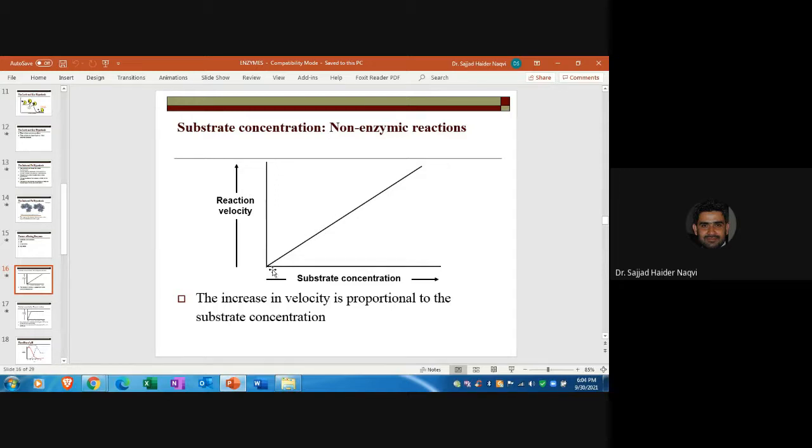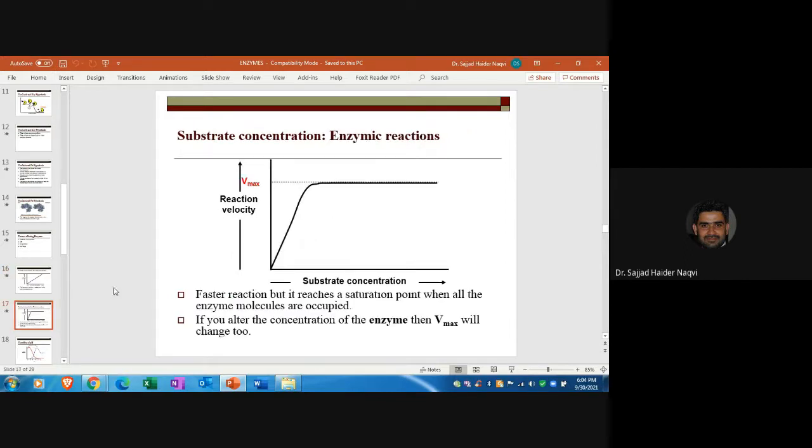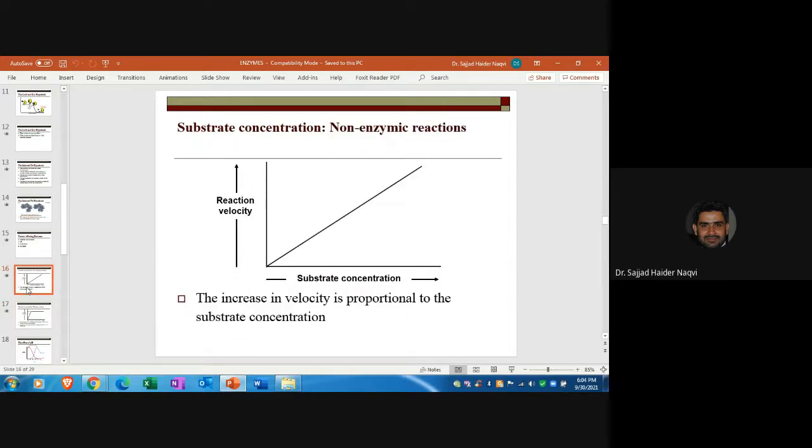More, if you increase the substrate concentration, then it will increase the reaction velocity. So this is pretty much, I think, simple. There is nothing more to explain in this graph. Now, this is the same graph of substrate concentration, but in the presence of an enzyme. Now, you can compare this graph with this graph. In this case, it's a simple straight line. More substrate, more reaction velocity.